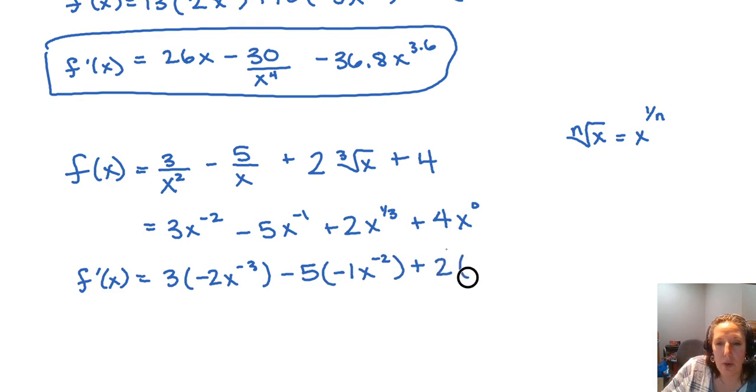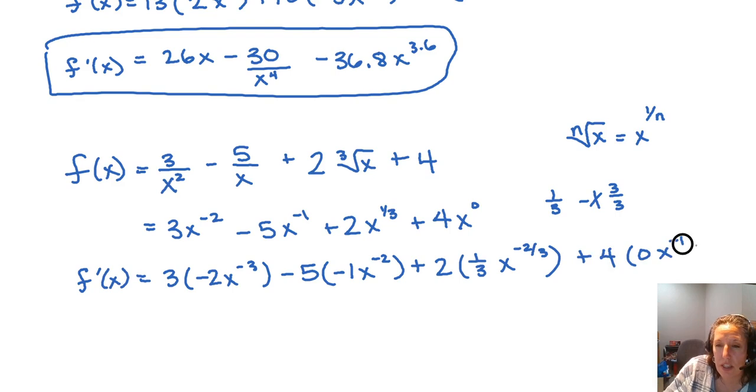And then we get 2 times the derivative of x to the 1/3, which is going to be 1/3 times x. If we do 1/3 minus 1, we'd have to get a common denominator there. So we can think of that as 1/3 minus 3/3, which gives us negative 2/3 as our new exponent. And then we get 4 times 0 x to the negative 1.